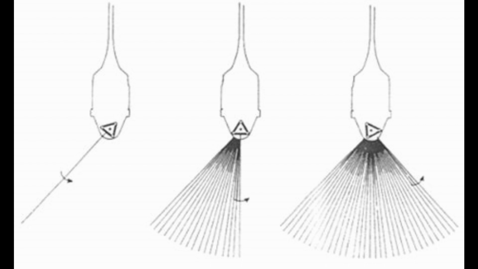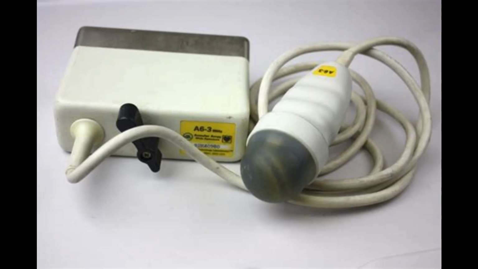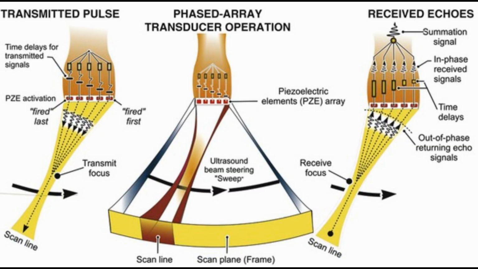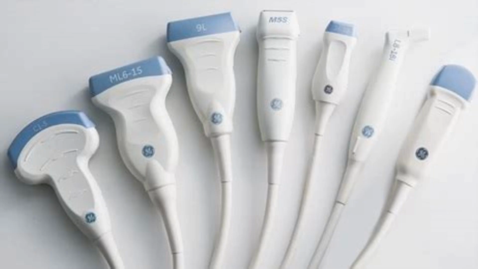It usually consisted of a single crystal that moved back and forth. The probes were rather large, and they often vibrated. Modern transducers consist of arrays of crystals. The sound beam is electronically focused and steered.